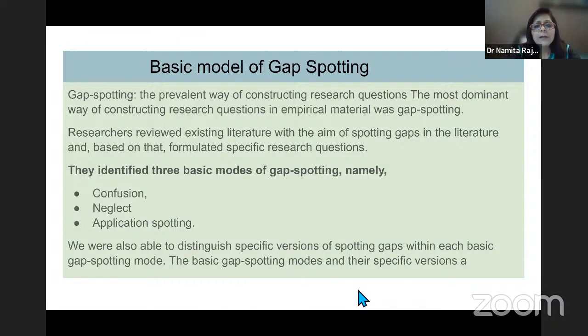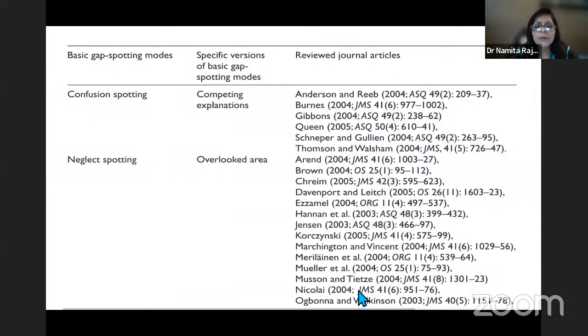Now, gap spotting is the prevalent way of constructing research questions. They identified 3 basic modes of gap spotting. The first is confusion, the second is neglect, and the third is application spotting. These are the different versions of spotting. Taking the same example, 8 review issues from 2003 to 2005, reviewing 52 articles, they were able to gap spot. This is how you need to do your gap analysis.